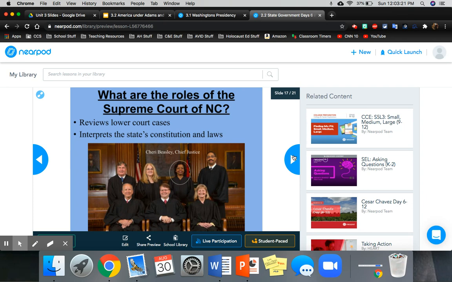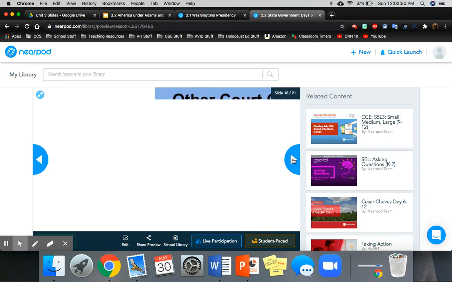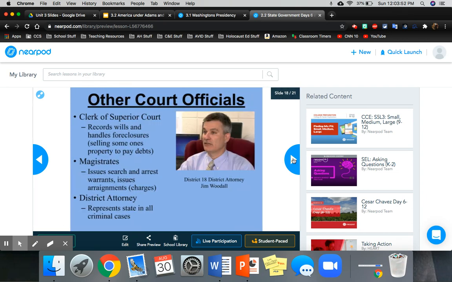Roles of the Supreme Court in North Carolina, like we mentioned, they review lower court cases, interpret the state's constitution and laws. Here are current Supreme Court justices. I have circled the Chief Justice of the Supreme Court. Just like at the federal level, the U.S. Supreme Court, there is a Chief Justice at the state level for us as well, and that is Cherie Beasley here, who's actually the first black woman to ever be Chief Justice of the state Supreme Court, which is very historic.